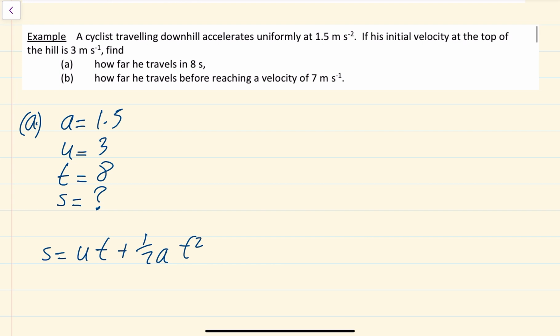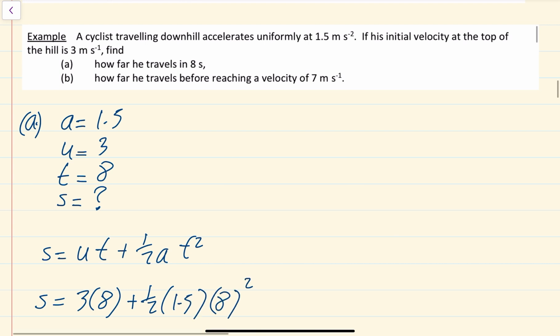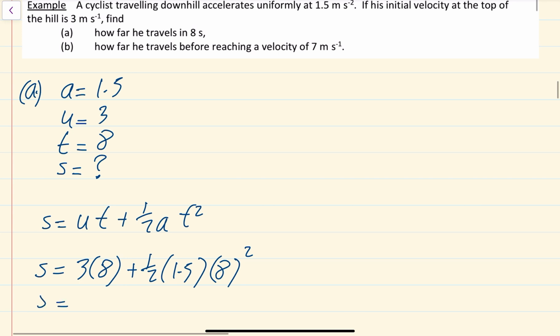Okay, and all you've got to do is fill it in. So S in this case is equal to 3 times my T, which is 8, plus a half times my A, which is 1.5, times my T, which is 8 squared, and you do that on your calculator. Don't be a hero, just do it on your calculator, and you'll get, hopefully that's right, 72 meters.